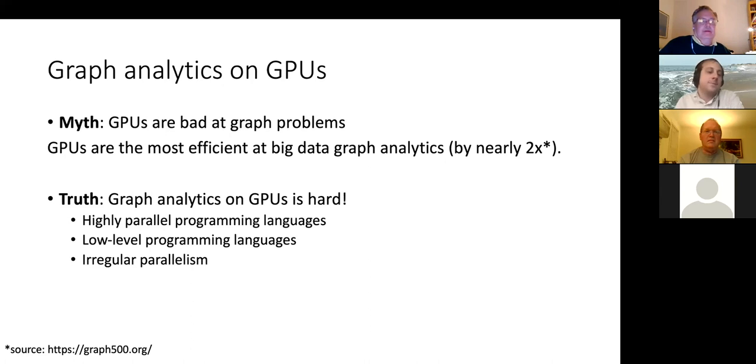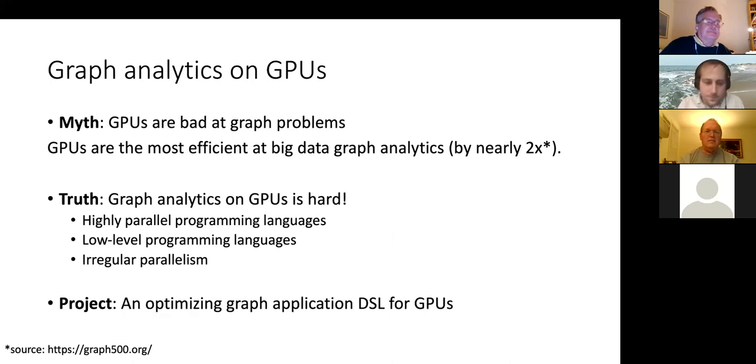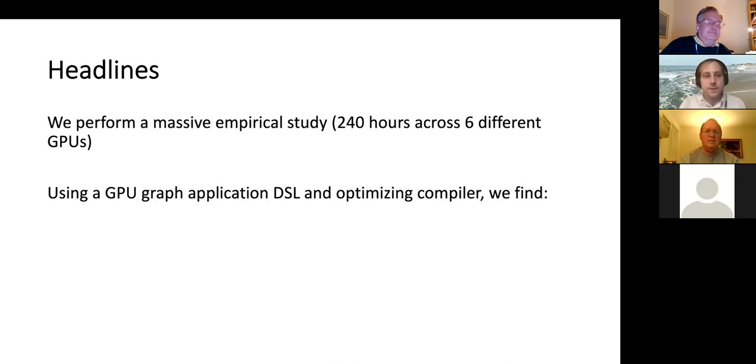But there is some truth to this myth. And the truth is that graph analytics on GPUs is really hard. GPUs have a highly parallel programming model. They only expose low-level programming languages like CUDA and OpenCL. And the parallelism in graph computations is irregular. So you do have to do tricks to load balance and make sure things are actually happening in a way that fits the more stringent GPU programming model. So in this project, what we worked on is an optimizing graph application domain-specific language for GPUs.